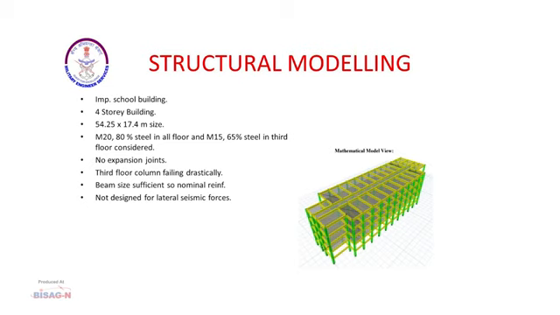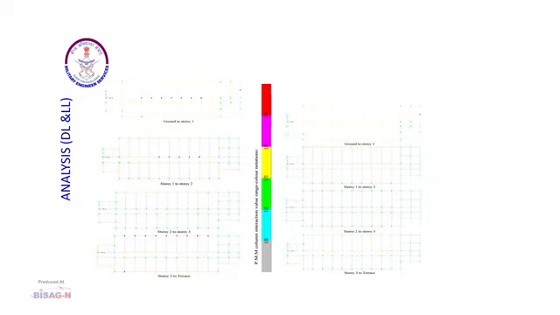Beam sizes are sufficient, so in modeling nominal reinforcement is given, and this building is not designed for lateral seismic forces. The interaction ratio diagram of the structure floor-wise is shown here for dead load and live load. On the left hand side you will see the interaction ratio without rehabilitation, on the right hand side with rehabilitation. So you will see that on the 4th story all the columns on the edge are failing.